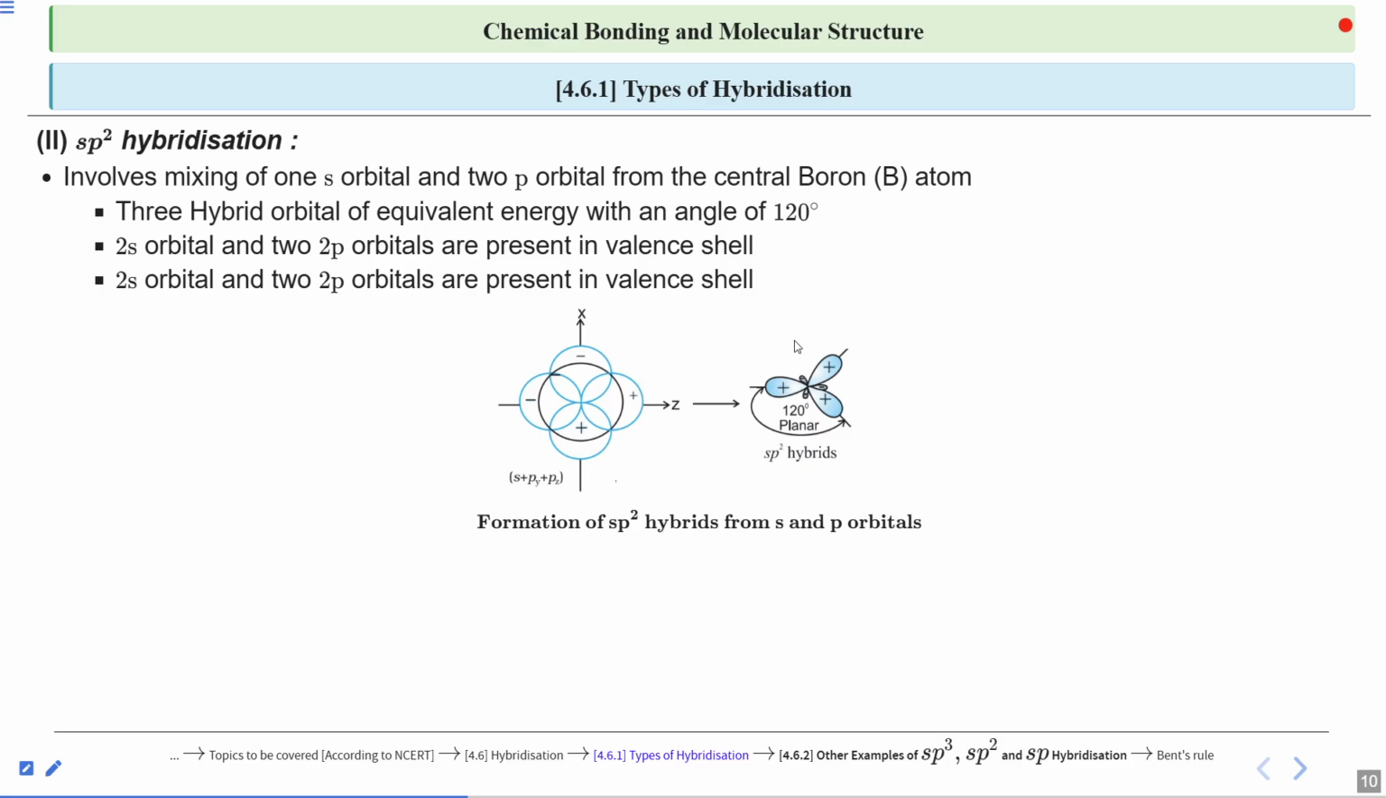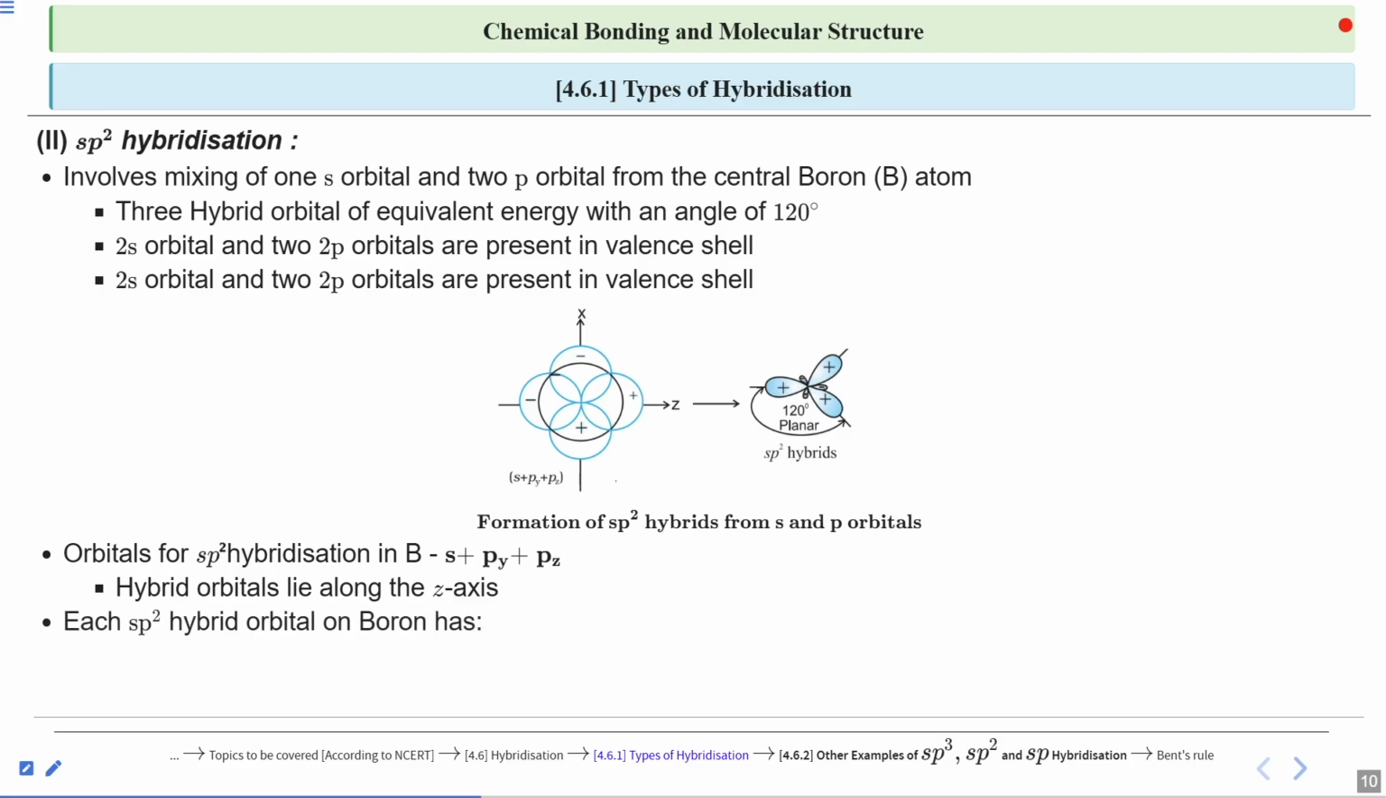Now all of this is happening in boron. Again, I am repeating it. Here also, your hybrid orbital will lie along the z-axis. And the next thing is that your sp2 hybrid orbital on boron has 33.3% s character and 66.7% p character. Now, how is this numerical value coming? You know that 3 atomic orbitals are involved. That means your hybrid orbital will have the characteristics of these 3, but these 3 will be distributed equally.